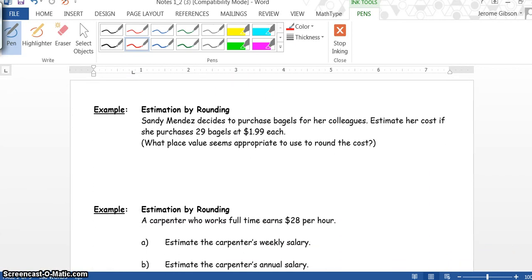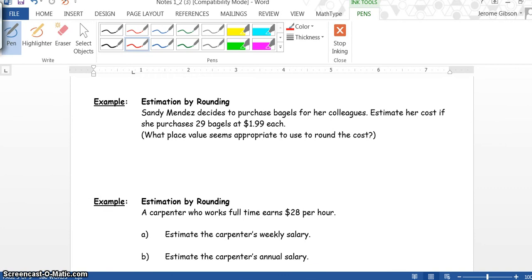Okay, now we want to go to our next example. It says estimation by rounding. Sandy Mendez decides to purchase bagels for her colleagues. Estimate her cost if she purchases 29 bagels at $1.99 each. What place value seems appropriate to use to round the cost? If you look at $1.99, when you're shopping it'll be easy to go up to $2.